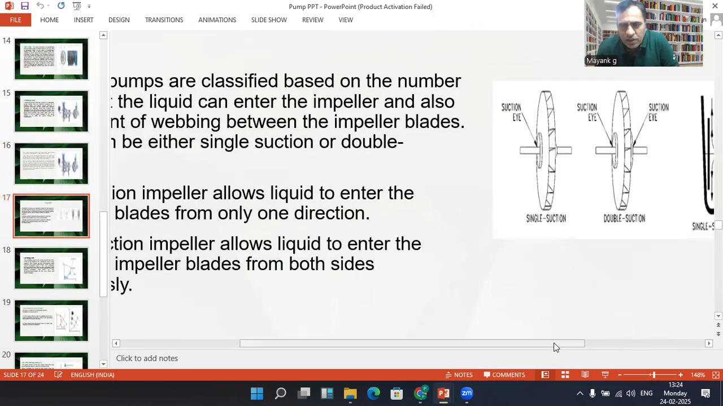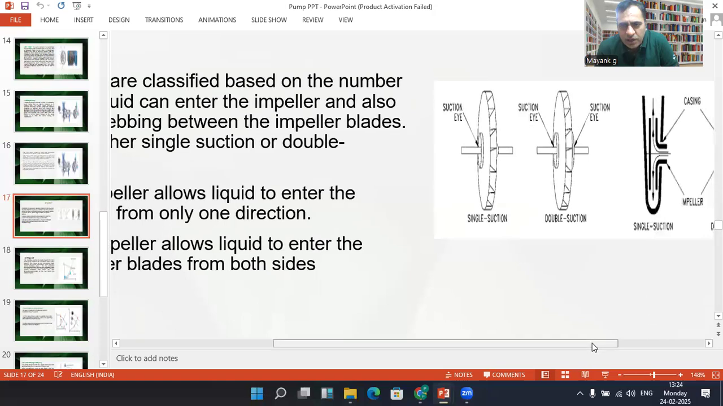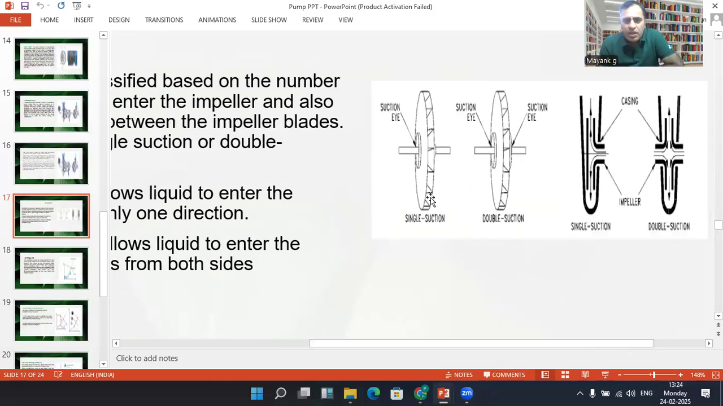As you can see, I will just zoom it out. This is a single suction impeller, and this is a double suction impeller. The single suction impeller allows the liquid to enter from one side, and the double suction is allowing the liquid to enter from both sides of the impeller.